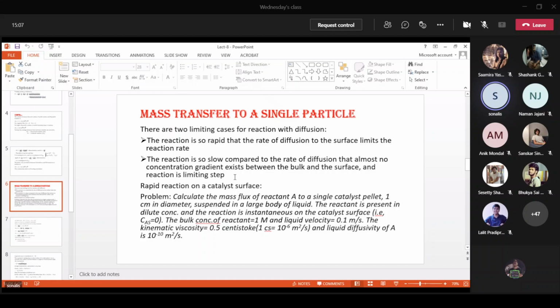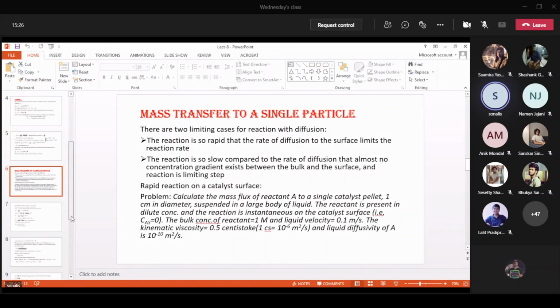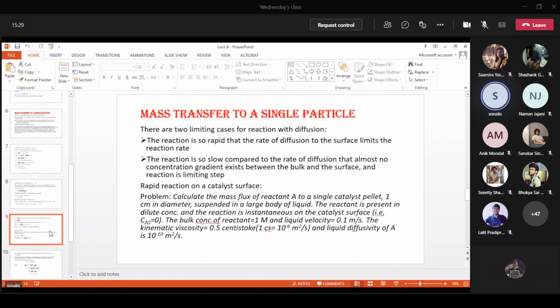...to the rate of reaction, then the concentration gradient between the bulk phase and the surface of the catalyst is very small. So the rate of the reaction is the controlling step. These are the two limiting cases we have considered.